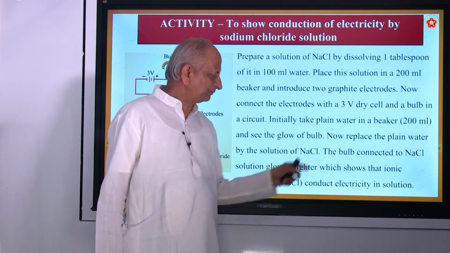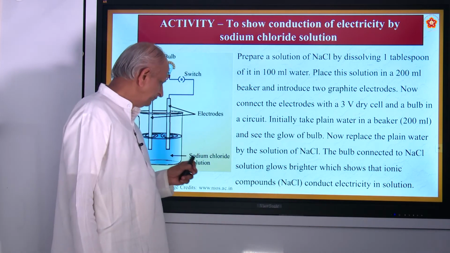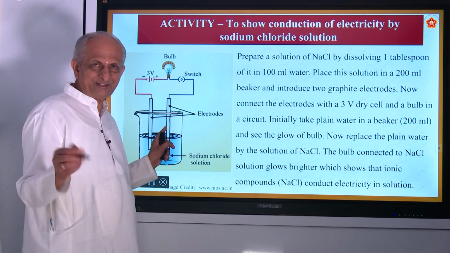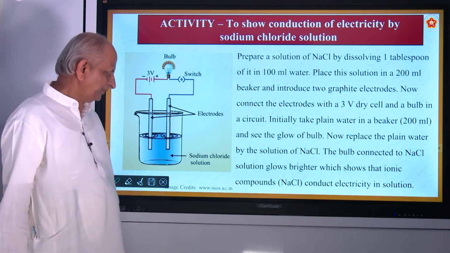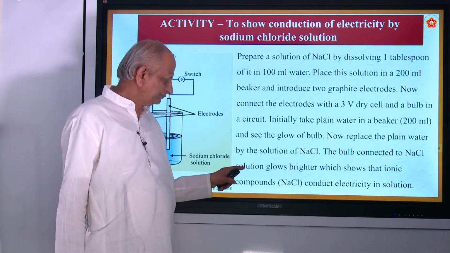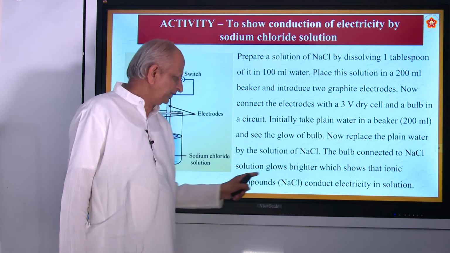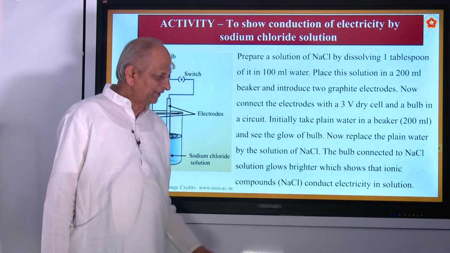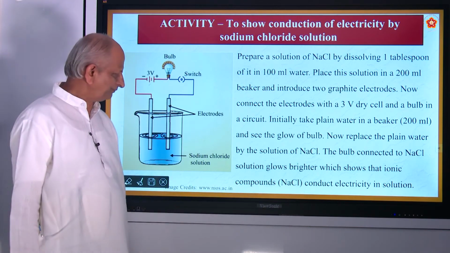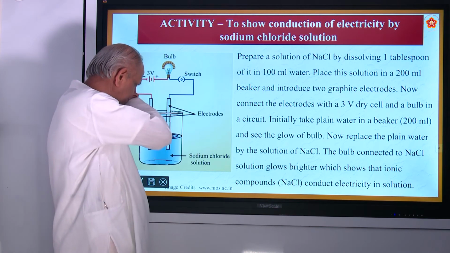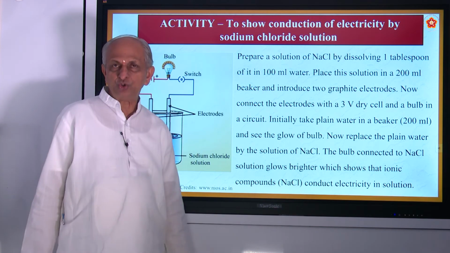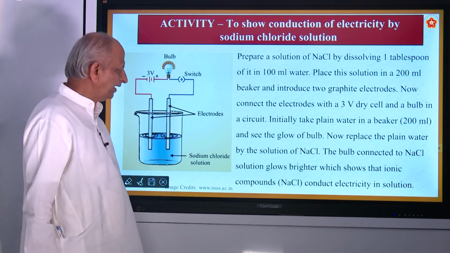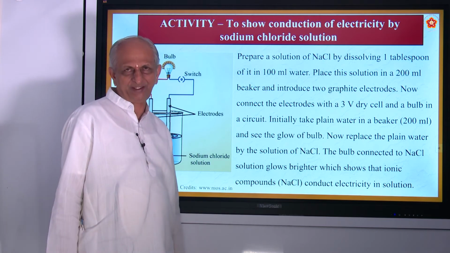Initially, take plain water. First, to test it, take plain water and test it. The bulb will not glow. If you just add some salt to it, the bulb connected to NaCl solution glows brighter, which shows that ionic compounds conduct electricity in solution. So if you add salt to the water, the bulb glows. What does it show? It shows that ionic compounds in solution conduct electricity.